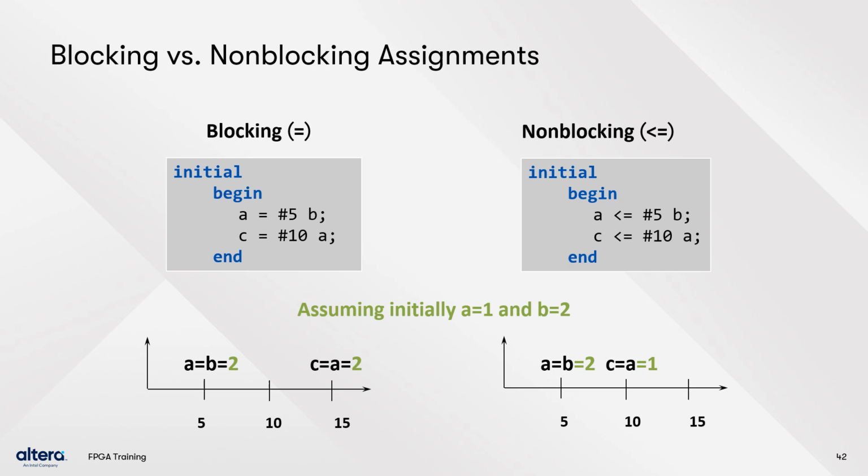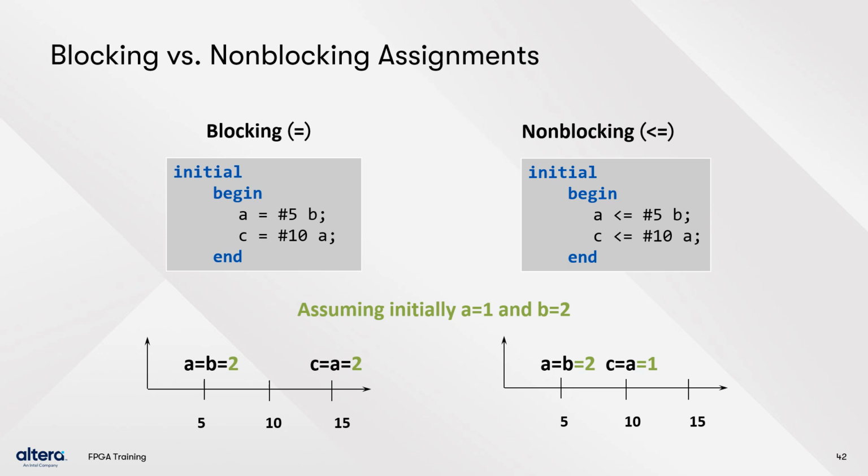Here is an example of blocking versus a non-blocking assignment. You can see that in the blocking case on the left, A is assigned the value of B after 5 steps. C gets the value of A after another 10 time steps. Because the statements are blocking, the assignment of C does not get evaluated until the assignment of A finishes executing. So at simulation time step 5, A gets the value of B, and at time step 15, C gets the new value of A, which is the same as the value of B.